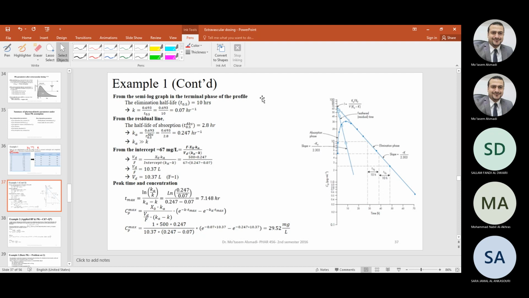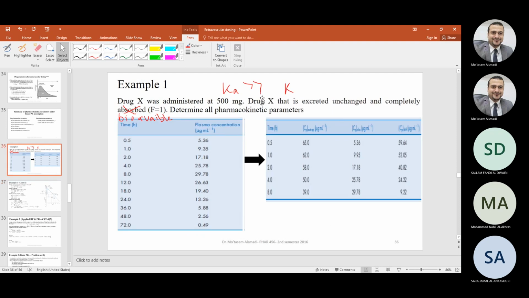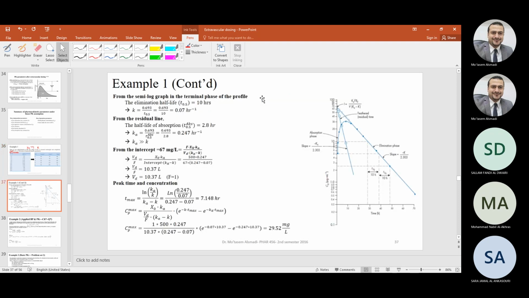Which one has a higher slope? The residual line, which is this one, or the elimination phase line? This one has a higher slope, right? As we mentioned before, we are making the assumption Ka is larger than the K. So the Ka will be related to the faster slope, right? Which is the residual line.